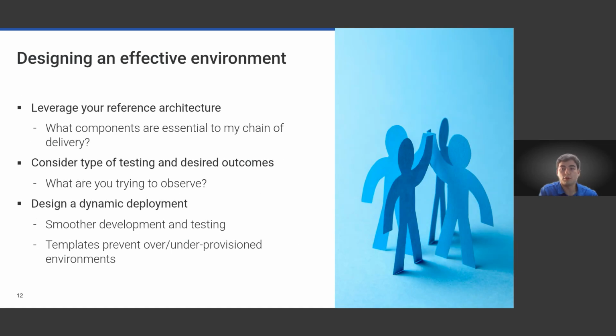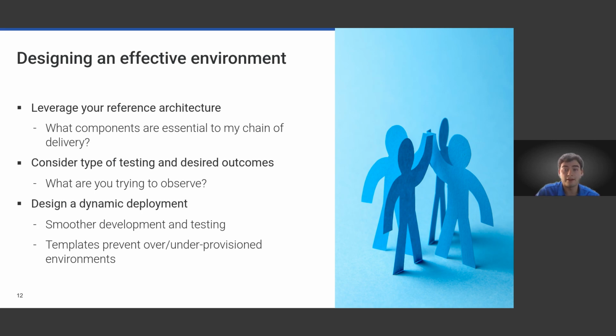So once you've finished your initial planning, it's time to sit down and design the actual architecture of your environment, and using the planning as your initial alignment with your core requirements, they should act as guide rails for your design. So when you're determining what components might be required for your environment, lean on your reference architecture. Consider your unique service, and outline any components that are integral in your chain of delivery. Also identify any components that might be out of scope for what you're trying to test.